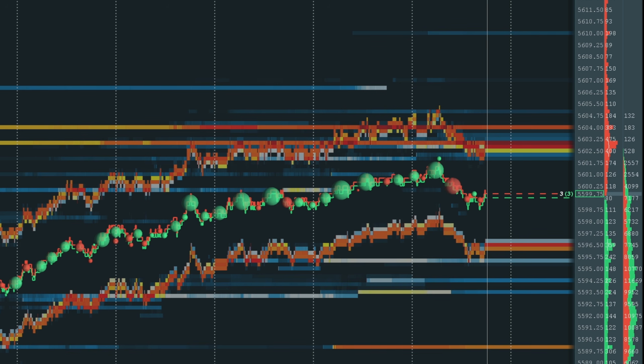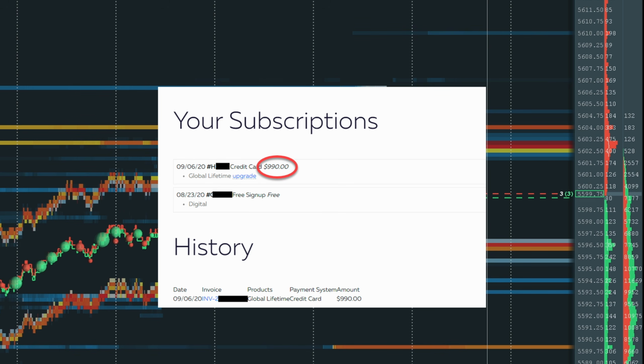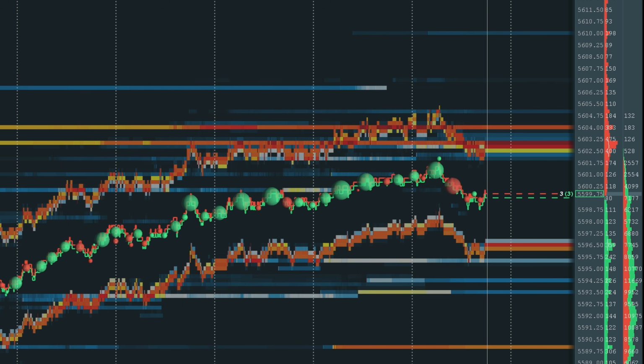Now, if you think I'm new to Bookmap, you are absolutely wrong. You can see back here in September of 2020, I actually purchased my own copy of Bookmap. So no, I'm not new to Bookmap. I'm not new to the concepts. However, I do trade Bookmap slightly different than what I did before. And similar to what NinjaTrader has, we can go back and watch the tape unfold.